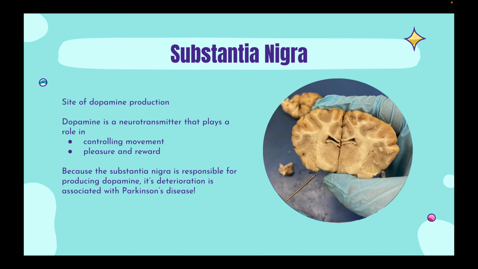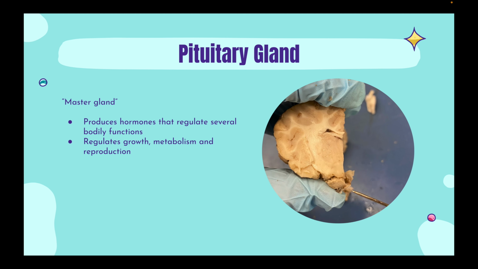The substantia nigra is the site of dopamine production. Dopamine is a neurotransmitter that plays a role in controlling movement and pleasure and reward. Because the substantia nigra is responsible for producing dopamine, its deterioration is associated with Parkinson's disease, a neurodegenerative disorder that leads to a loss of control of motor functioning.